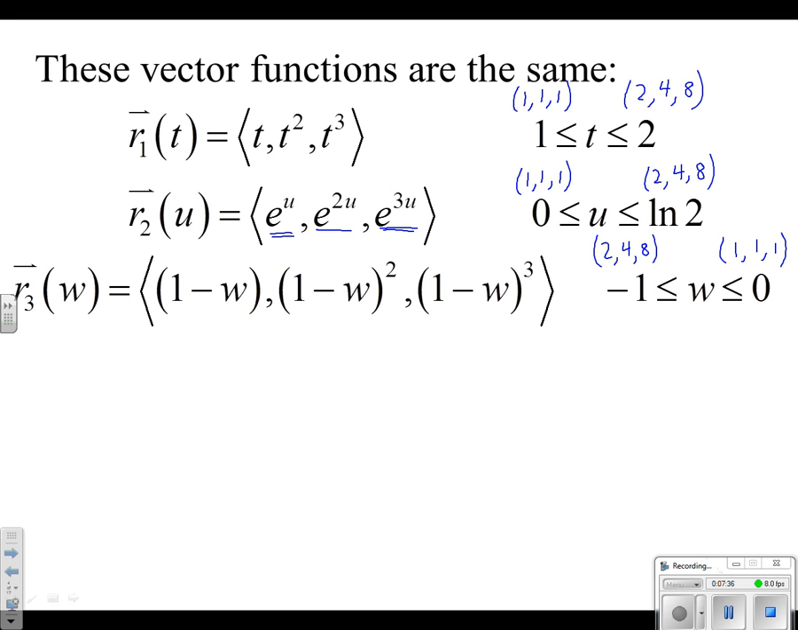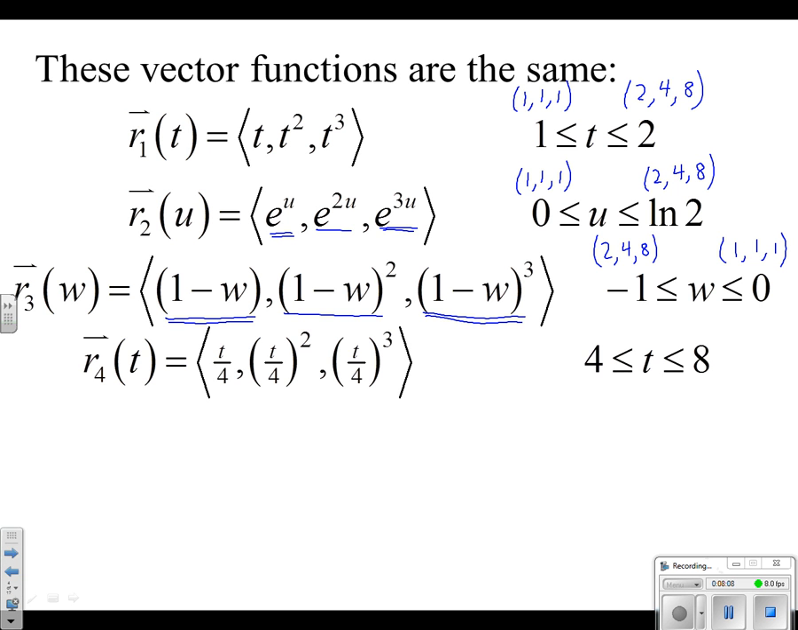And again, we can verify that it is the same curve. If I take the x component and square it, I get the y component. If I take the x component and cube it, I get the z component. So it is the same curve, the same endpoints, but now we're going the opposite direction. And just like the first function where it took 1 unit of time, this also takes 1 unit of time because we're going from -1 to 0. So again, same curve, but now we're going backwards.